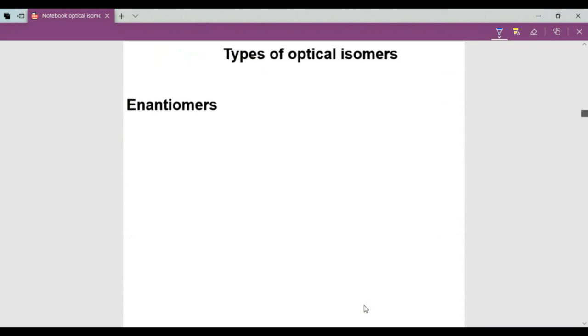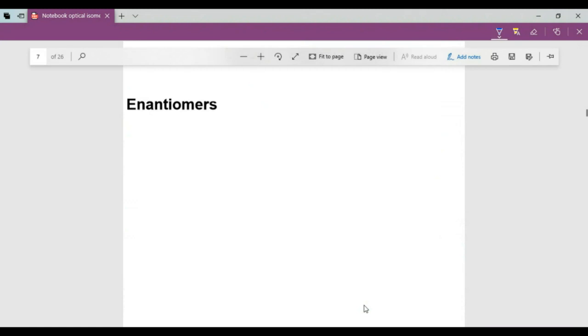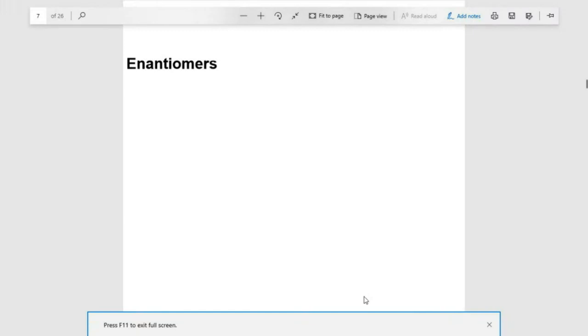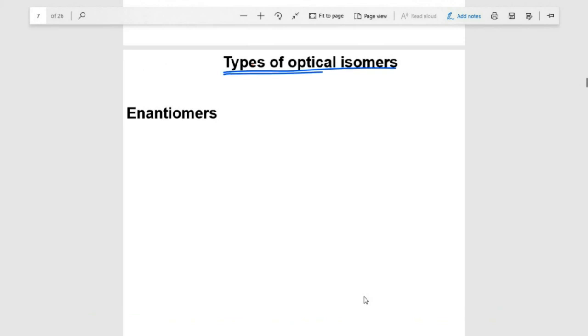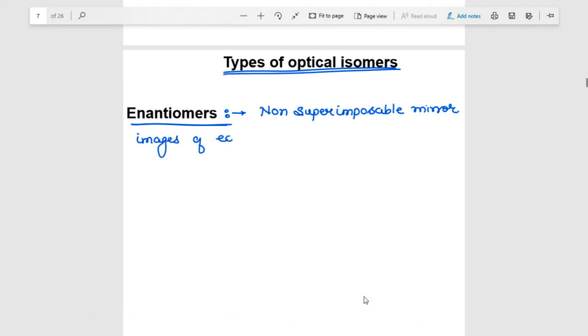Now coming to the different types of optical isomers and terms that we are using. So first we are moving to enantiomers. These are the most basic that we just studied. Enantiomers are non-superimposable mirror images of each other.